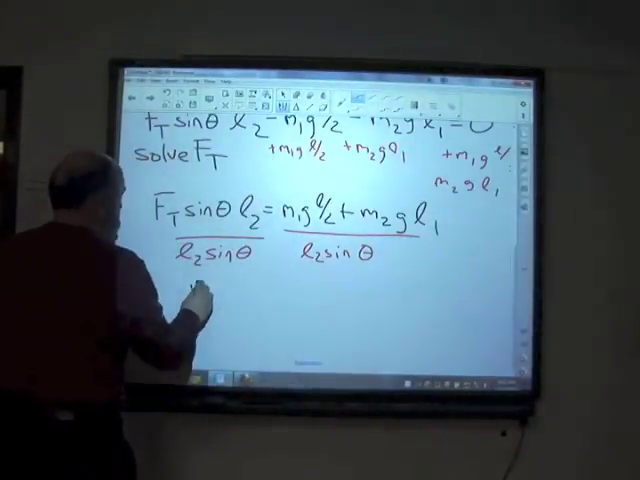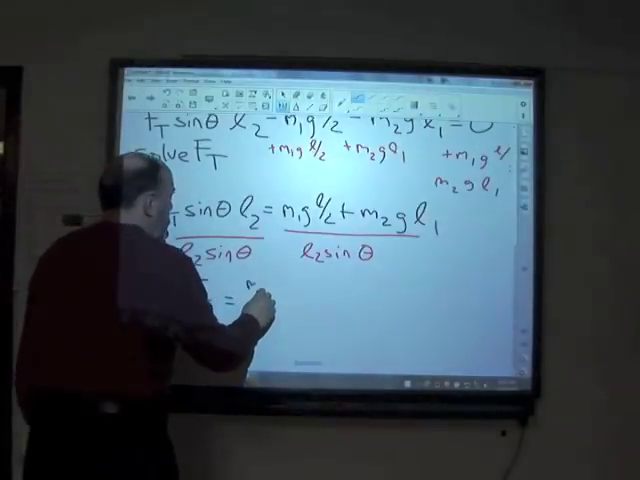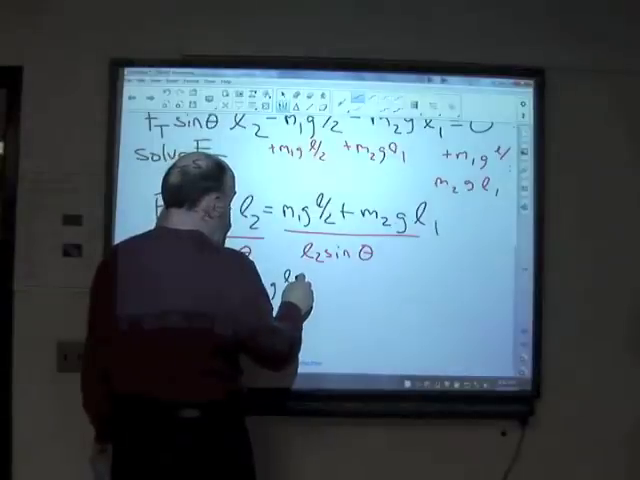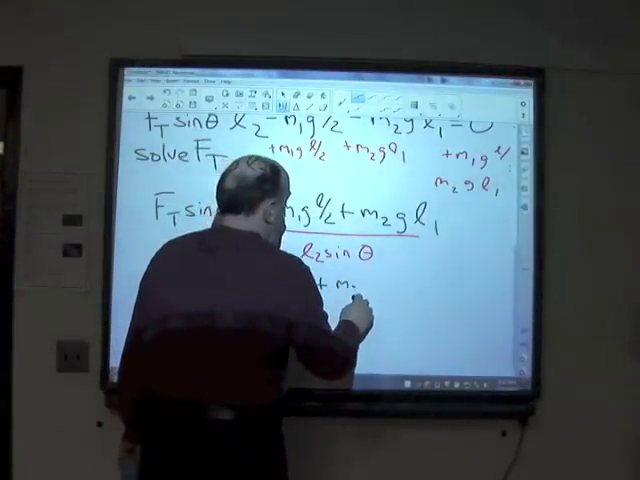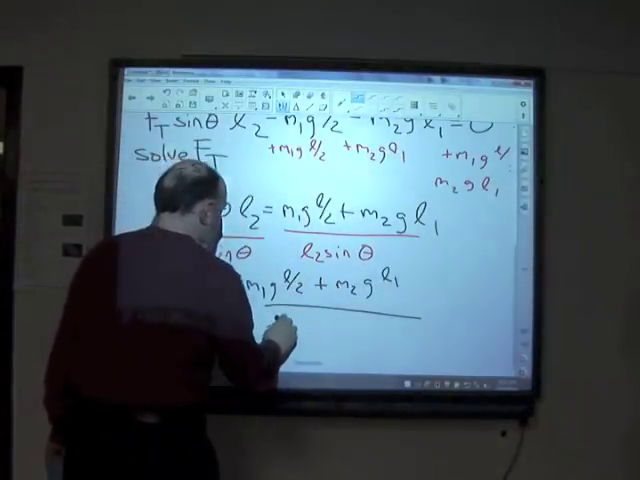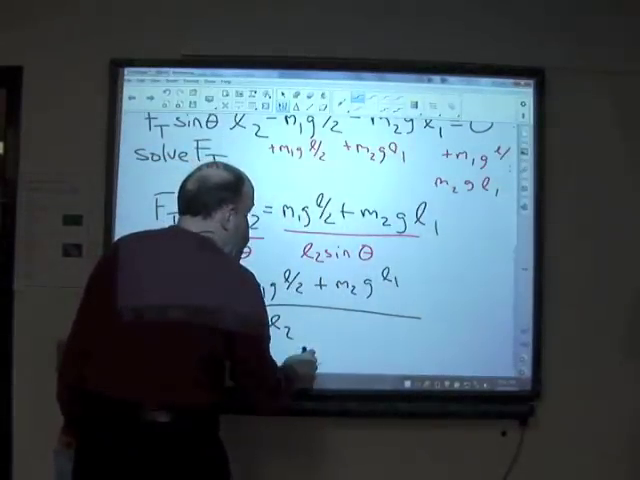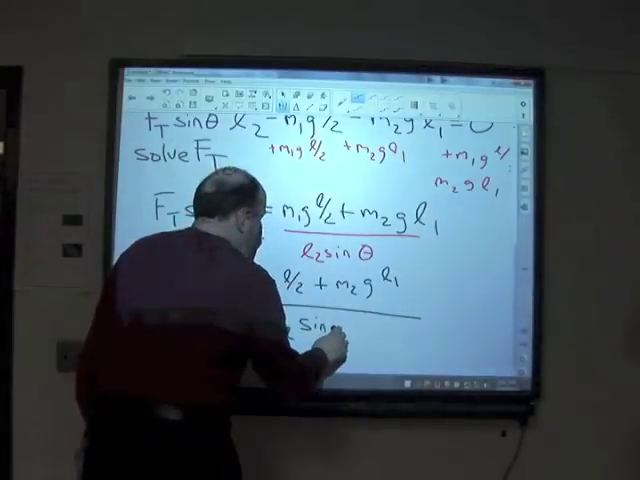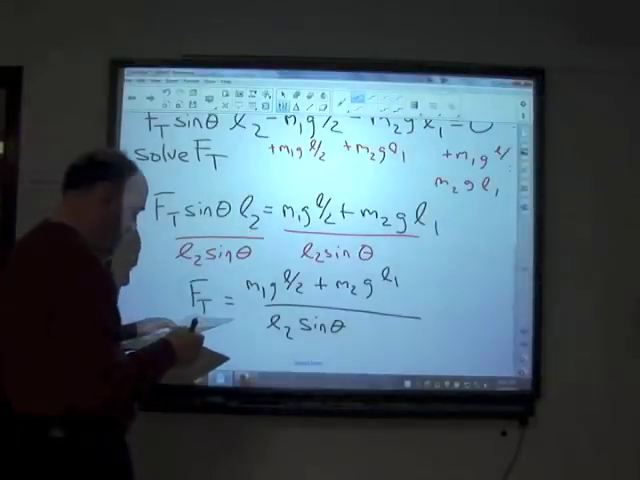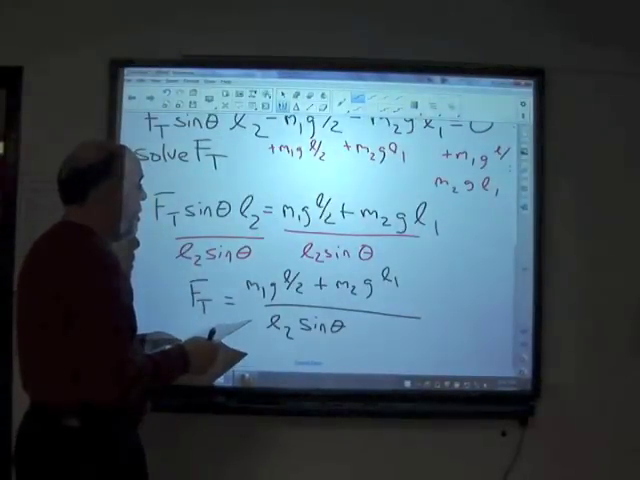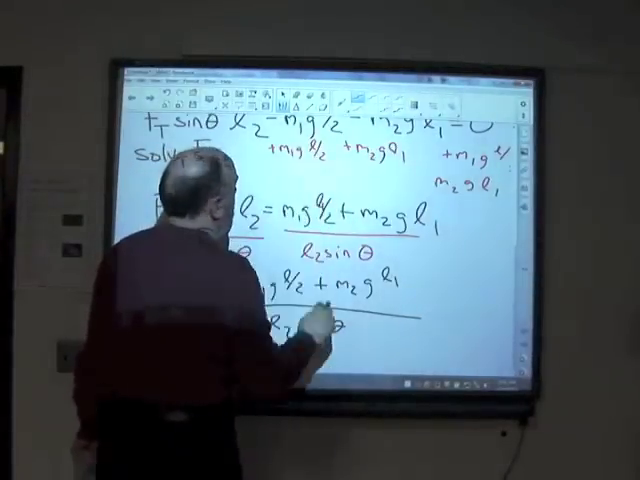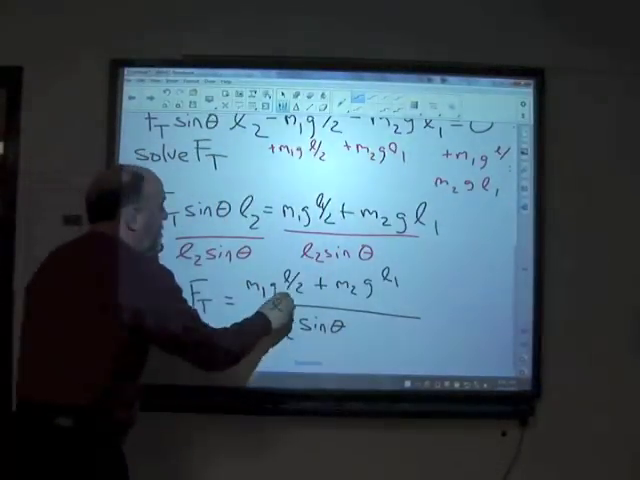And we get that the tension in the wire is going to be given by M1 G L over 2 plus M2 G L1, all over L2 sine theta. There was a one in here, so that should be L sub 1. And let's stick that back in there.